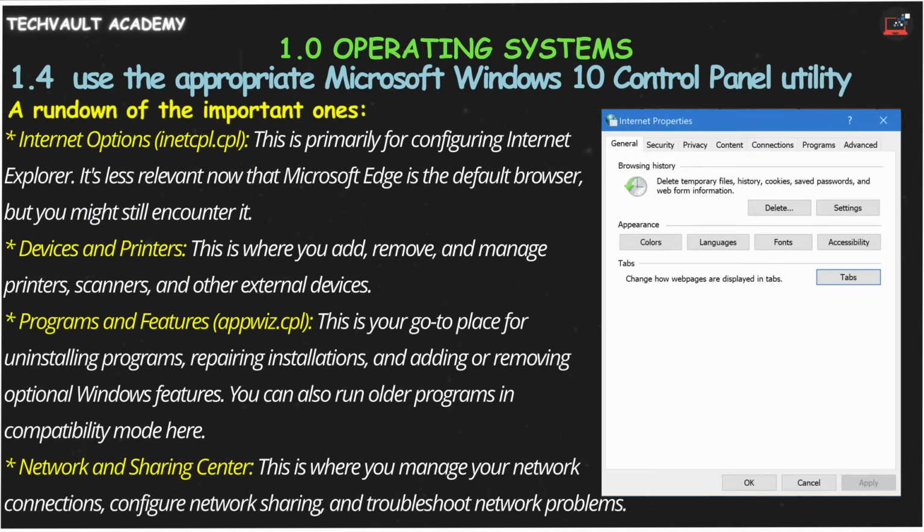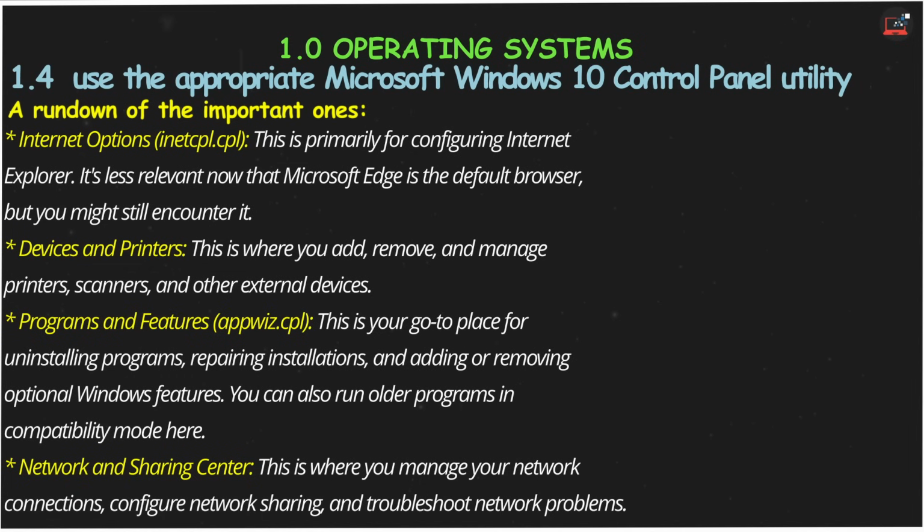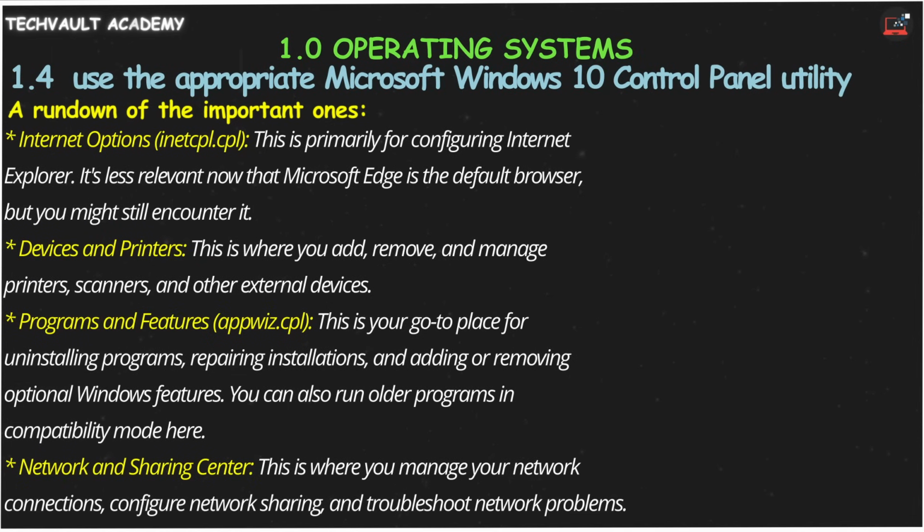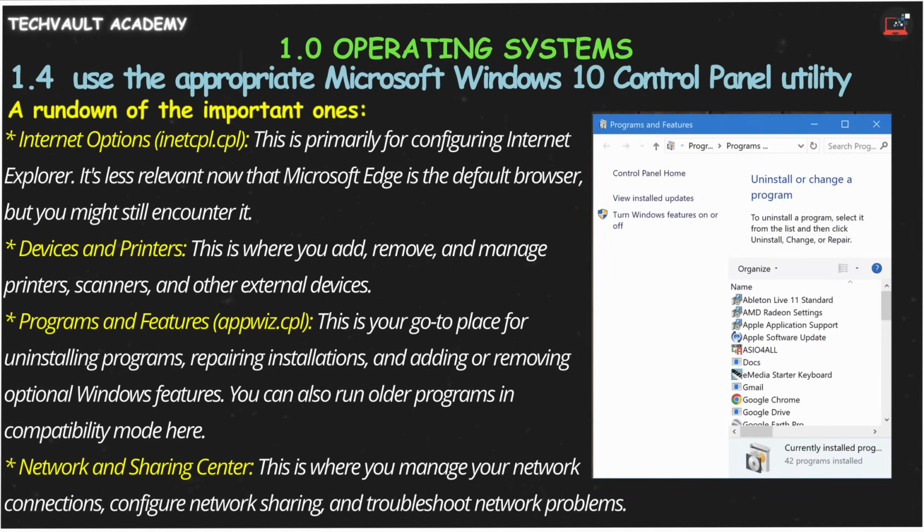Internet Options, inetcpl.cpl. This is primarily for configuring Internet Explorer. It's less relevant now that Microsoft Edge is the default browser, but you might still encounter it. Devices and Printers. This is where you add, remove, and manage printers, scanners, and other external devices. Programs and Features, appwiz.cpl. This is your go-to place for uninstalling programs, repairing installations, and adding or removing optional Windows features. You can also run older programs in compatibility mode here.